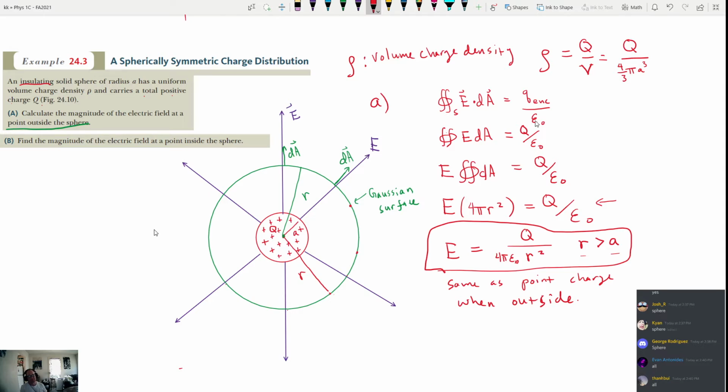Okay, so part B. Find the magnitude of the electric field at a point inside the sphere. Okay. If we want to go inside the sphere, we're going to zoom in on this.